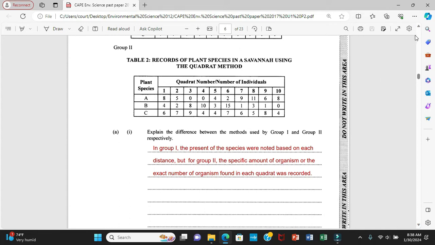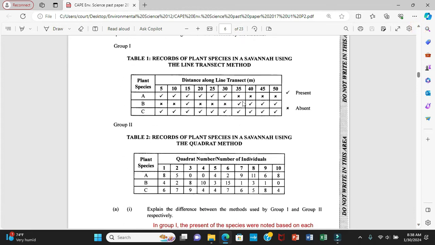Alright, as I said, Group 1 doesn't use a quadrat. It just uses a card line and stakes and a tape measure. Along the card line, every meter, they will identify if a plant is there or not. If the plant is there, they put a tick. If the plant is not there, they will not tick.